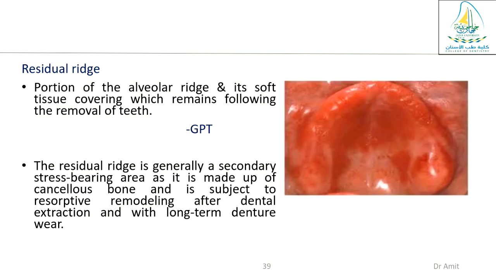Second is the residual ridge. Whatever ridge remains after the teeth are extracted, after the resorption, is known as the residual ridge. In this residual ridge, we have cortical bone on the labial side, but in the center we have cancellous bone. So when forces are applied, again these areas might resorb. So we cannot consider these areas as primary stress bearing areas, but we can always consider them secondary stress bearing areas. So the residual ridge is considered a secondary stress bearing area.